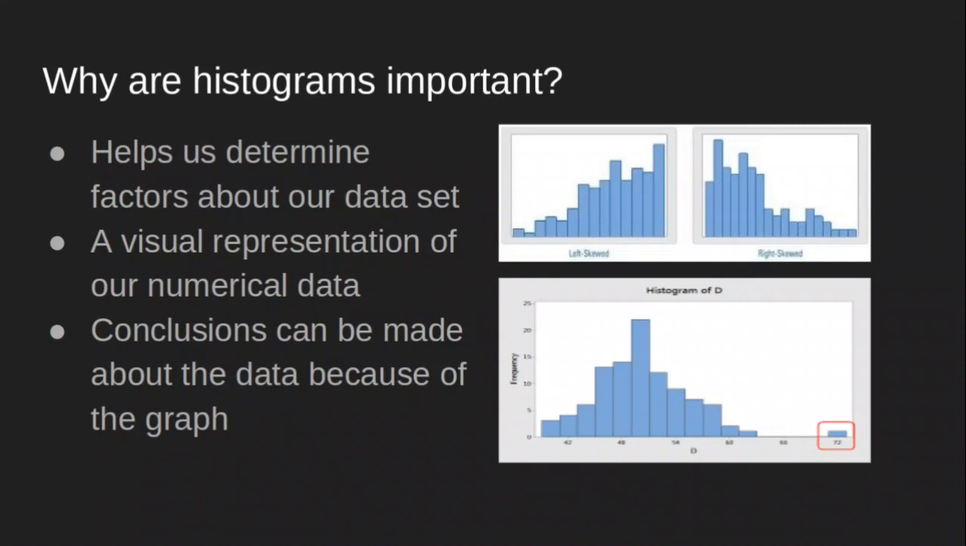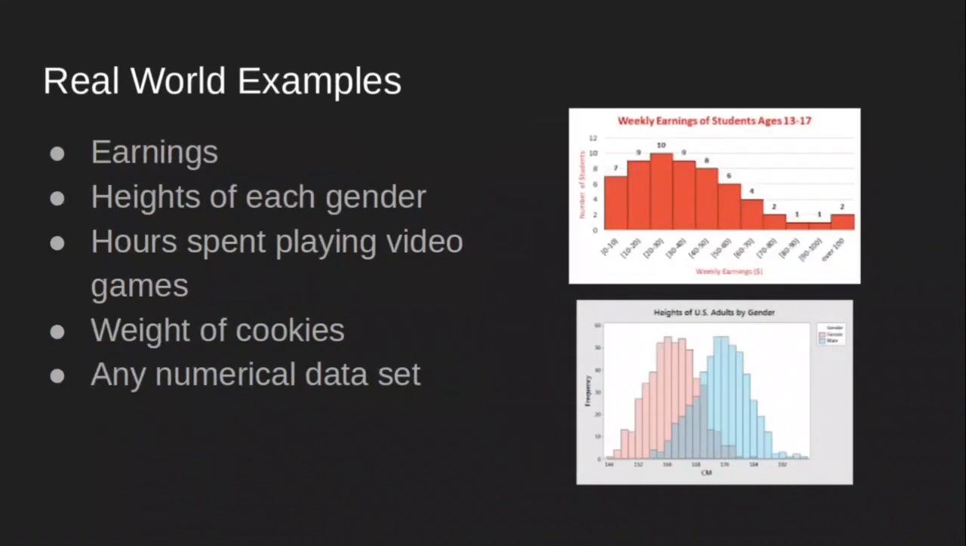In the bottom picture, you see there's a red box around this little itty bitty bar out on the right-hand side. That's called an outlier. So maybe we did this experiment and all of a sudden we have this outlier where we don't know why. So it shows us something about our data set that we may not have caught in the first place.